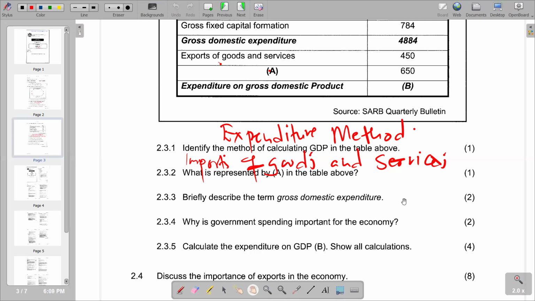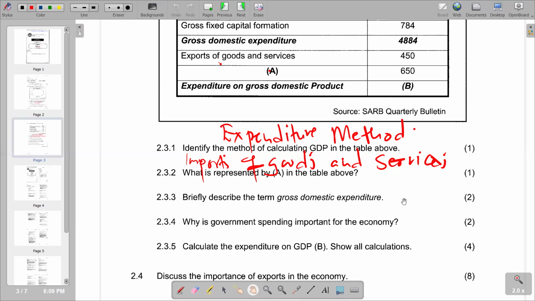So basically, that's what we have. So our question now is saying, why is government spending important for the economy? So we are saying, for example, when the government is spending money on infrastructural development, it's going to accommodate workers to do that job, and by so doing, it's creating employment. So basically, it can be a reason that we can come down with.